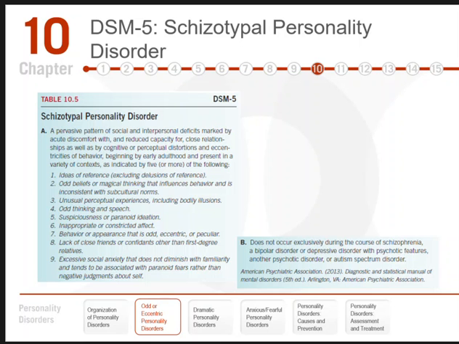Unusual perceptual experiences, including bodily illusions, so feelings, sense of body floating, sense of just odd things that you would not normally feel. Odd thinking and speech, suspiciousness or paranoid ideation, inappropriate or constricted affect, behavior or appearance that's odd, eccentric, or peculiar, and lack of close friends or confidants.